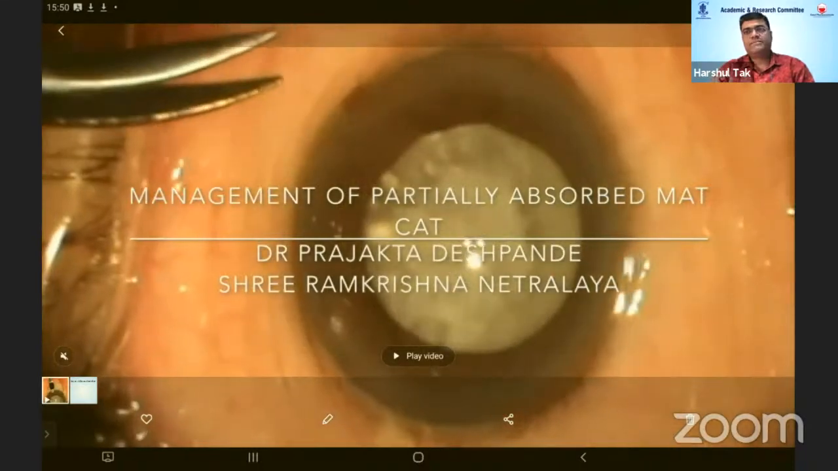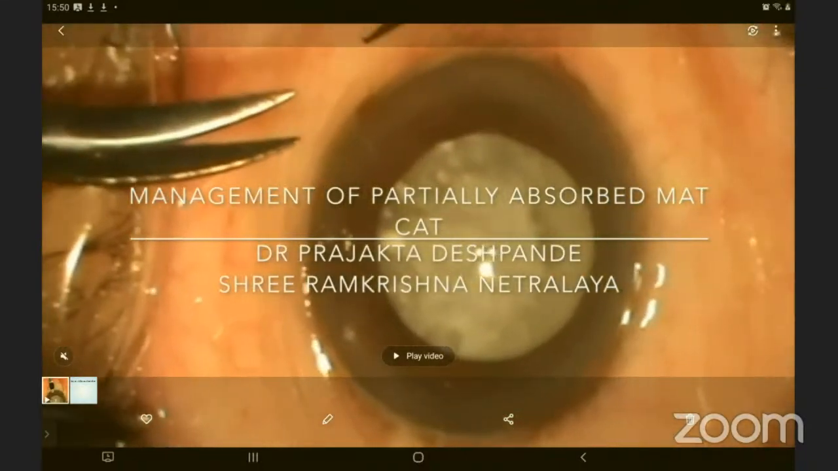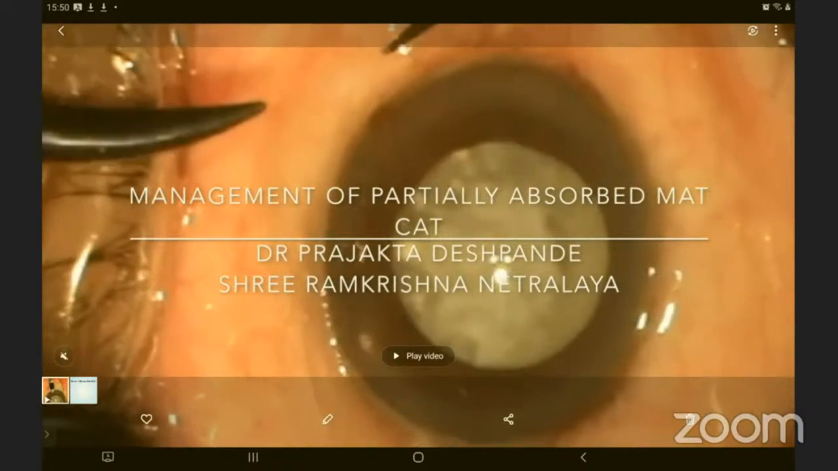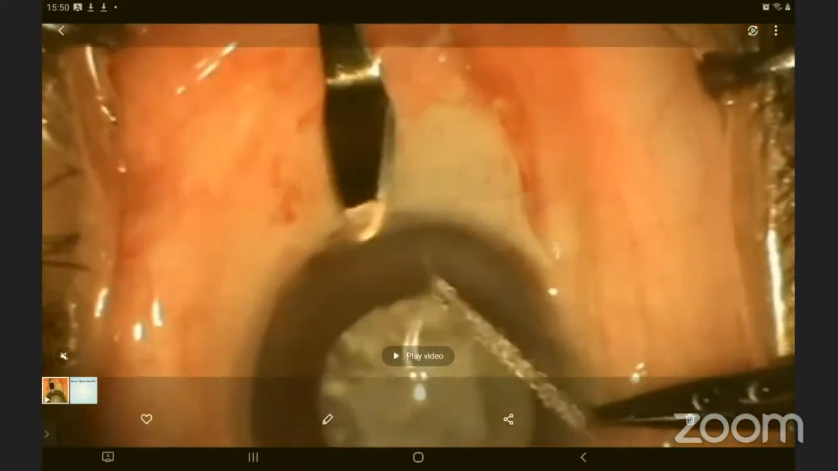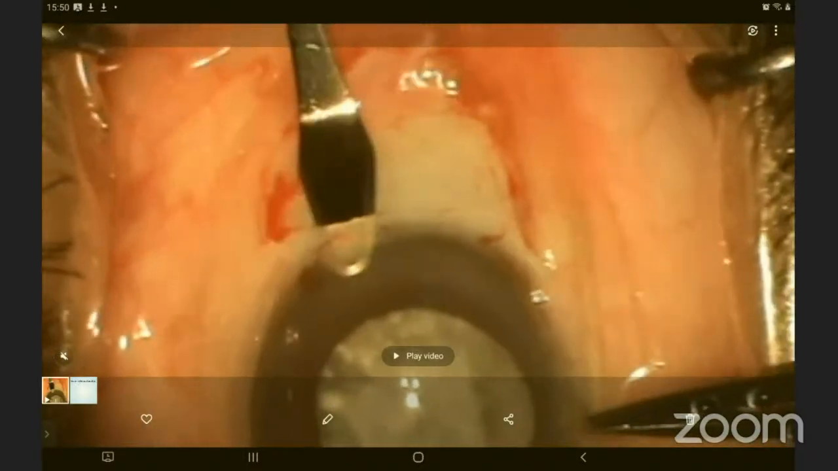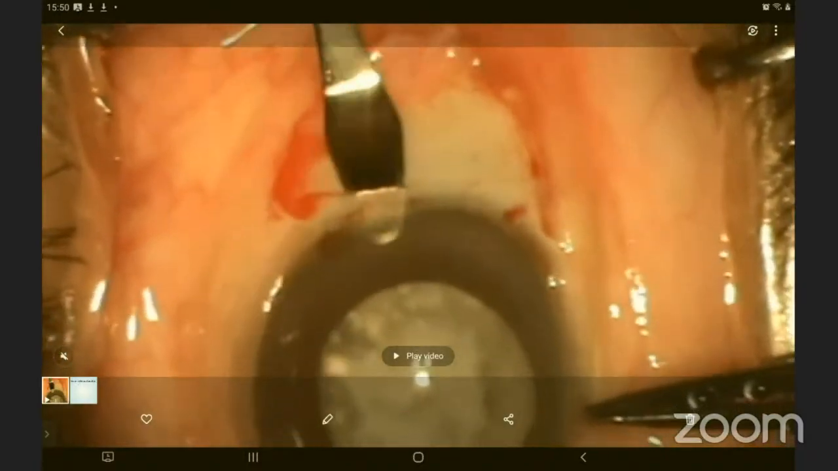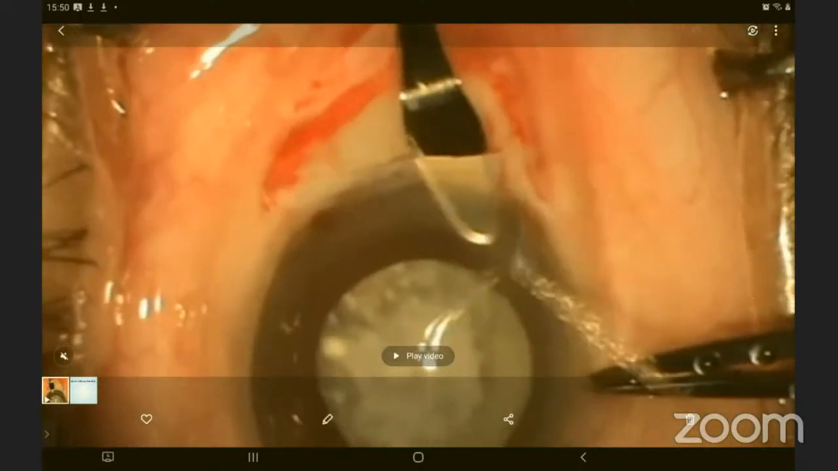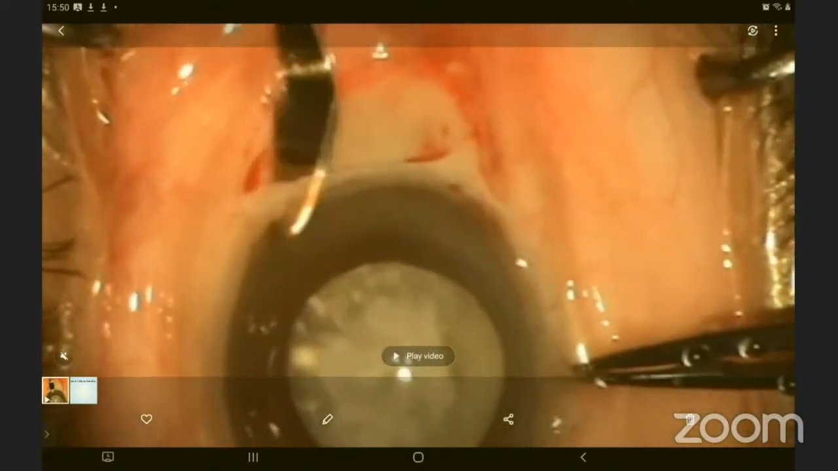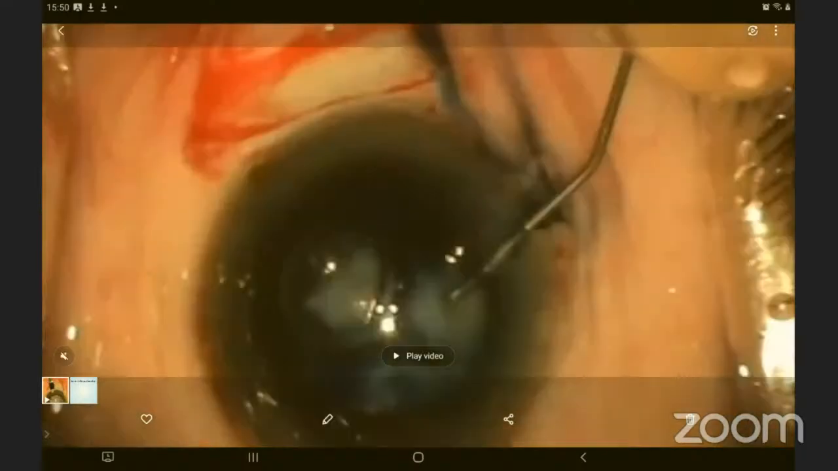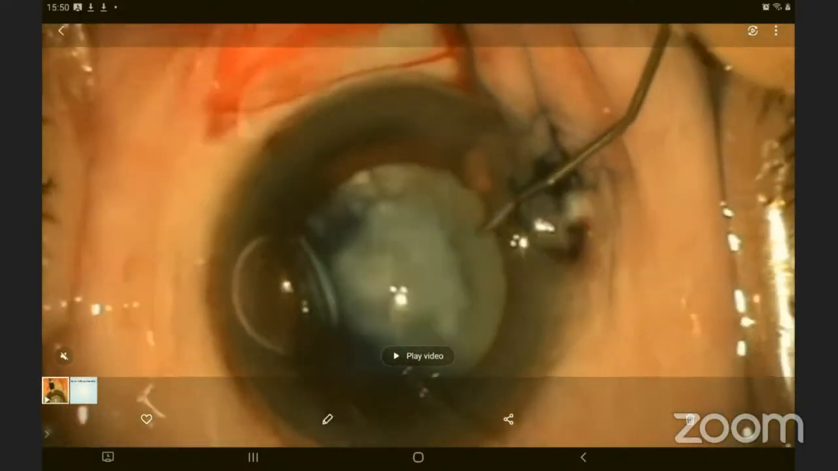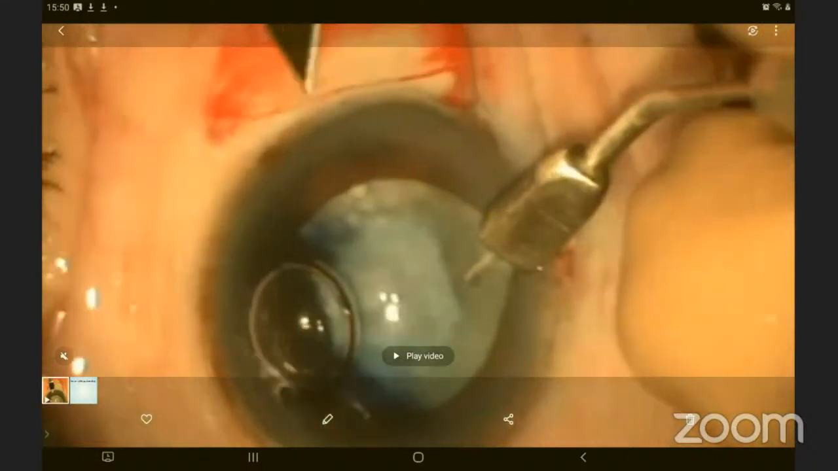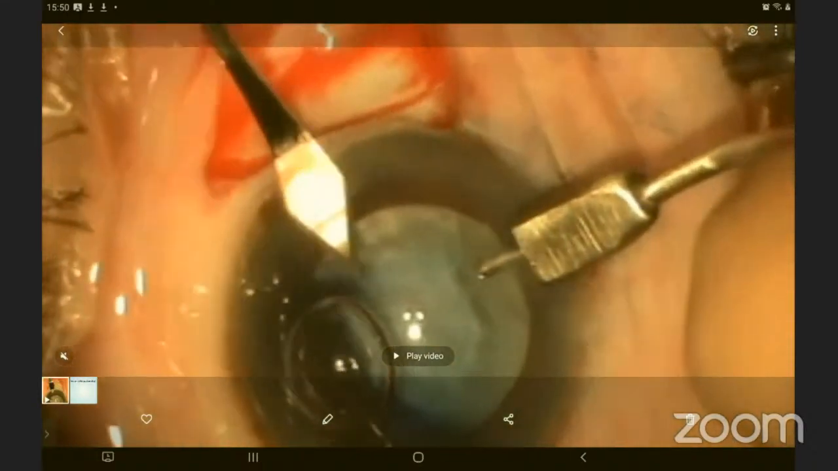Please go ahead. So this was a 75-year-old gentleman who had a partially absorbed mature cataract with a thick plaque under the anterior capsule. So I decided to go ahead with SICS. I made a scleral tunnel large enough for the delivery of the nucleus. Stained the capsule with trypan blue. Entered the anterior chamber with a keratome.